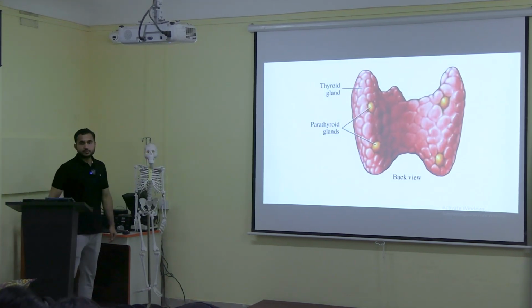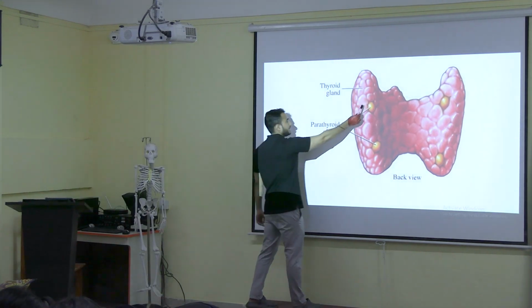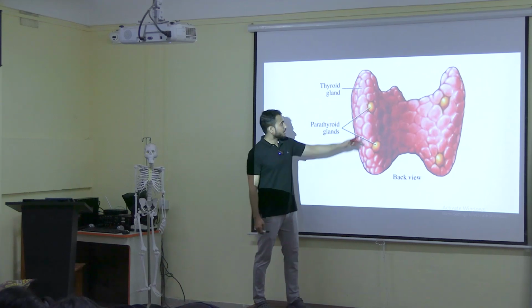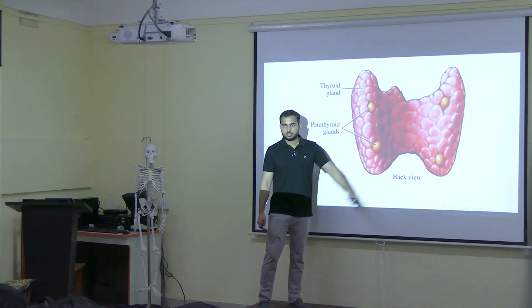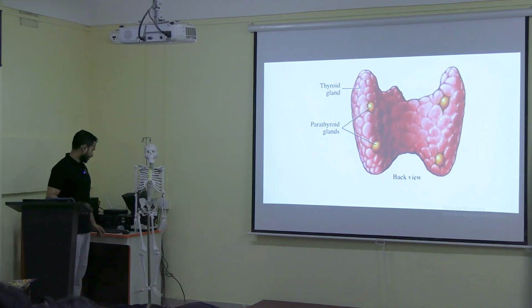So this is the posterior view of the thyroid gland. See, this is one lateral lobe, this is another lateral lobe. On the posterior border of the lateral lobe, you can see the parathyroid glands situated. So this is the area where the parathyroid glands are situated.